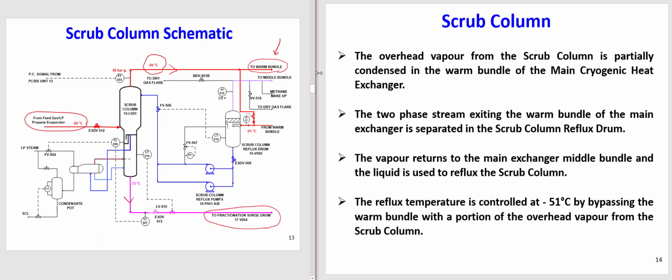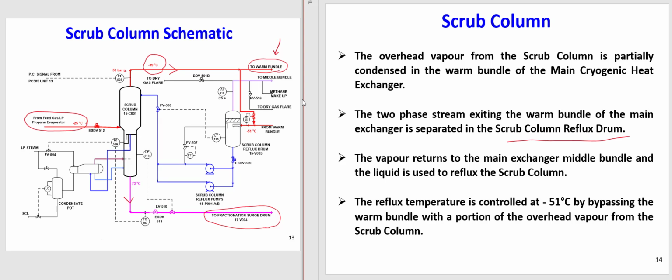in the two-phase. The two-phase stream exiting the warm bundle of the main heat exchanger is separated in the scrub column reflux drum. So it goes to the warm bundle, we don't see it here, it's somewhere in the heat exchanger, and it comes back two-phase. It comes back two-phase here, and is now vapor and liquid, so it will be sent to the scrub column reflux drum. We call it a scrub column reflux drum.